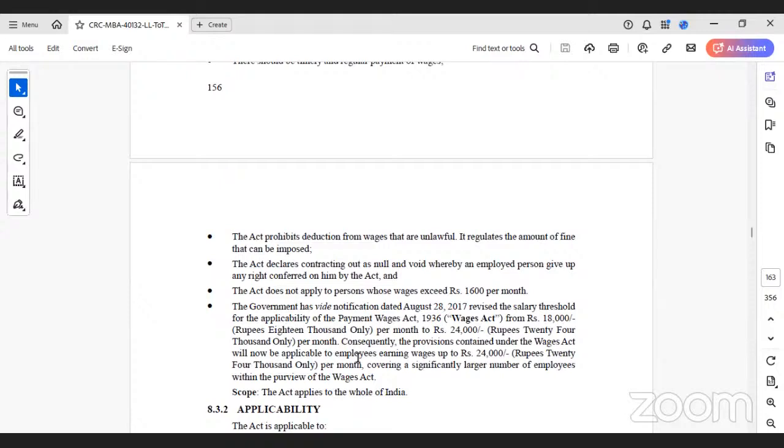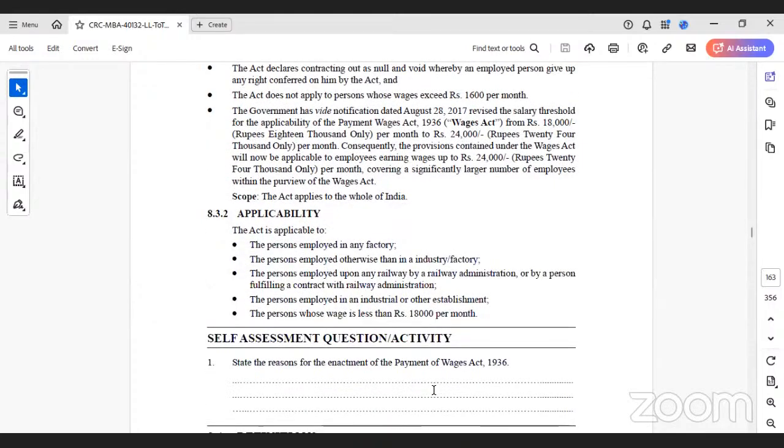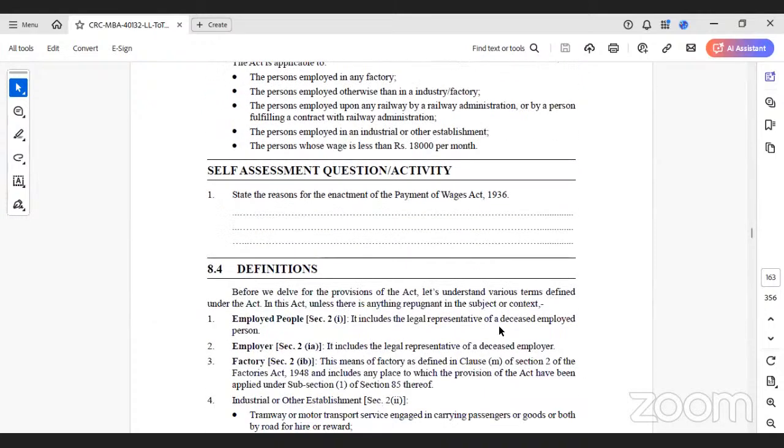The act declares contracting out as null and void, whereby an employed person gives up any right conferred on him by the act, and the act does not apply to persons whose wages exceed rupees 1,600 per month. It is applicable to persons employed in any factory, persons employed otherwise than in a factory, or persons employed in the railway or by railway administration or any other industrial establishment, and whose wage is less than 18,000 per month. There, the act is applicable.